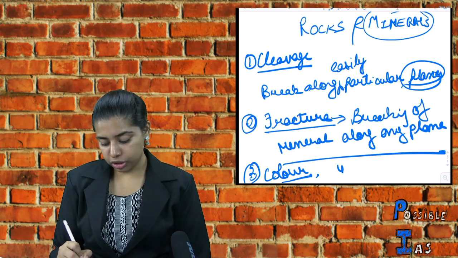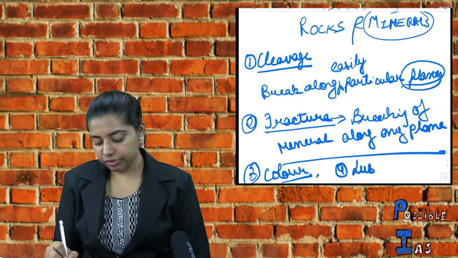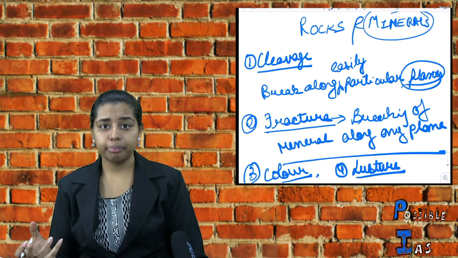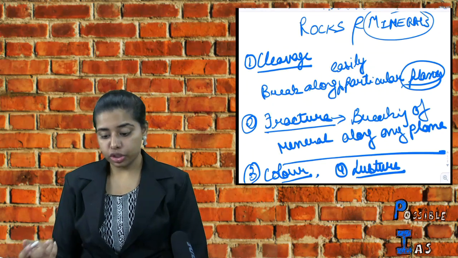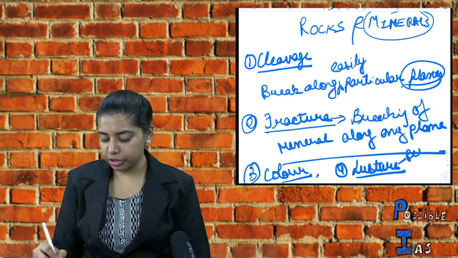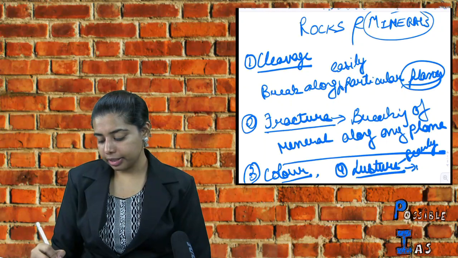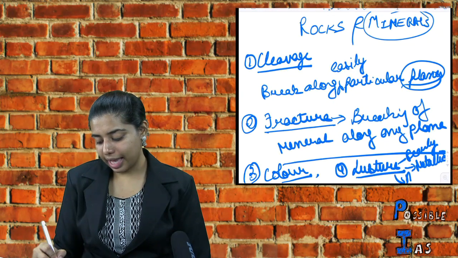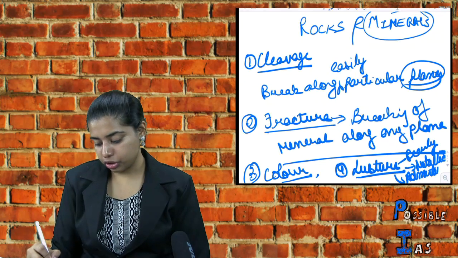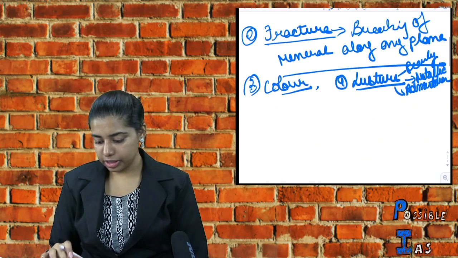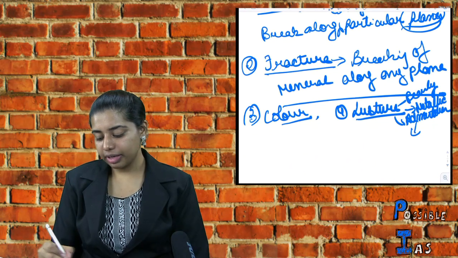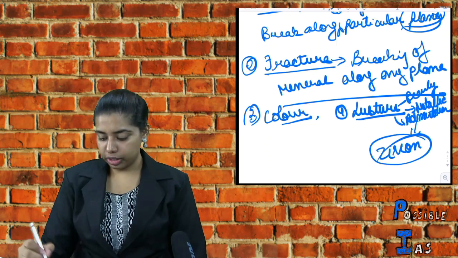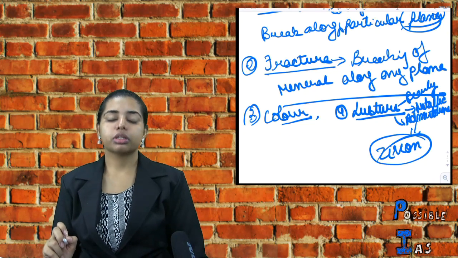Then you have the luster. Luster is, without the color, how does the metal look? How much does it shine? Does it shine like a pearl? Does it shine like a metal? Does it shine like diamond? If it shines like pearl, it is called pearly luster. If it shines like metal, it is known as metallic luster. If it shines like diamond, it is known as adamantine luster. So what is adamantine luster? It's luster like diamond. Which mineral will have it? Zircon will have it. Zircon is your American diamond. So adamantine luster is seen in zircon.